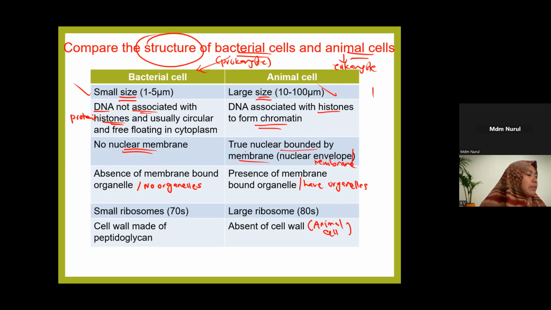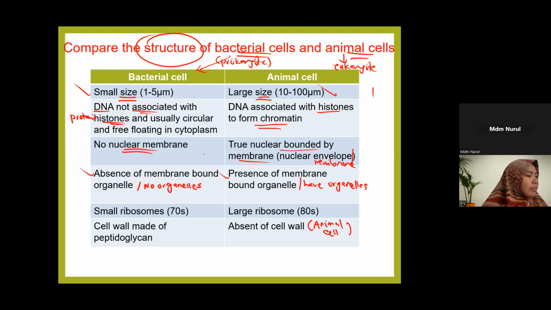Okay, number 4. Bacteria cell or prokaryote absence of membrane bound organelle. Dia tak ada organelle. Whereby eukaryote they have presence of membrane bound organelle. Organelle yang dibaluti oleh membrane. Ataupun kita beringkaskan have organelles, yang tu no organelles. Tapi lebih tepat yang ayat panjang ni lah yang paling tepat sekali.